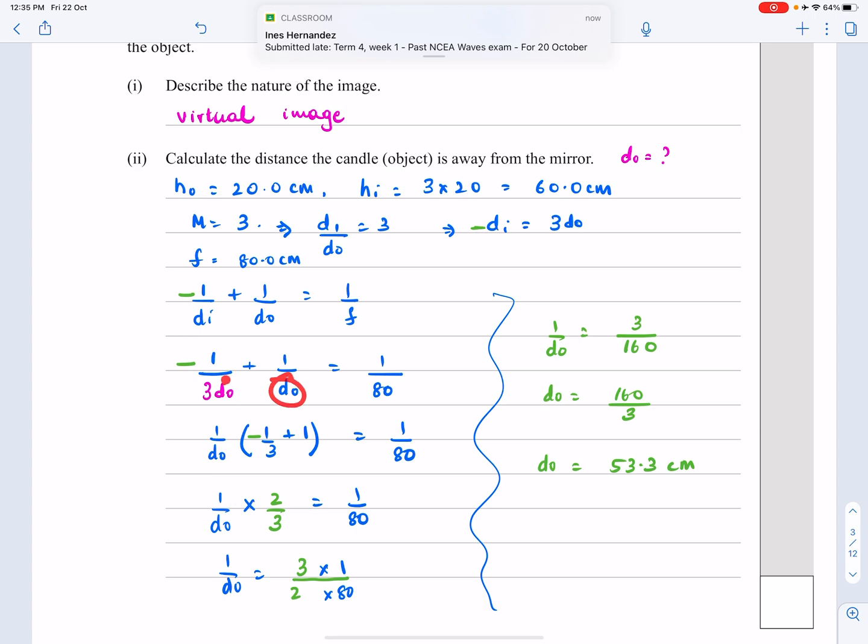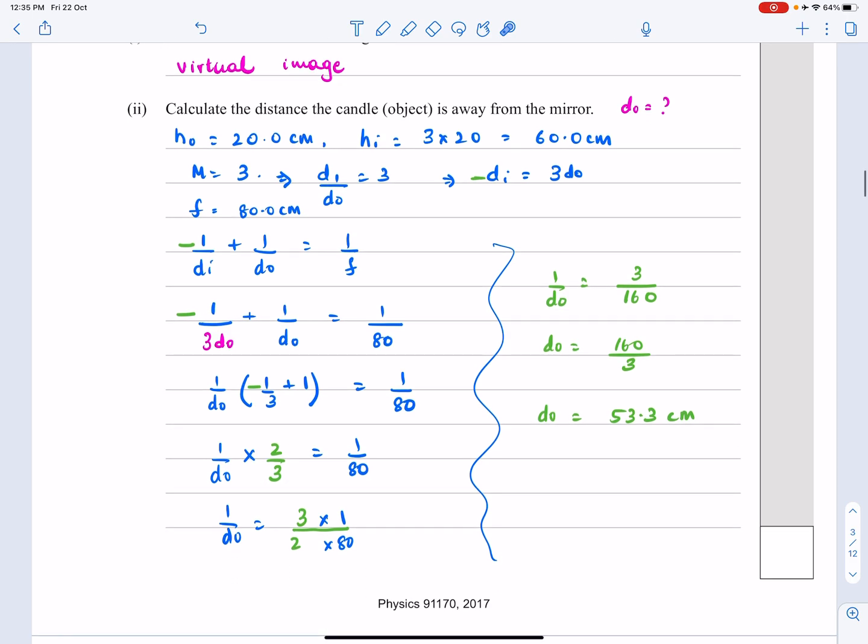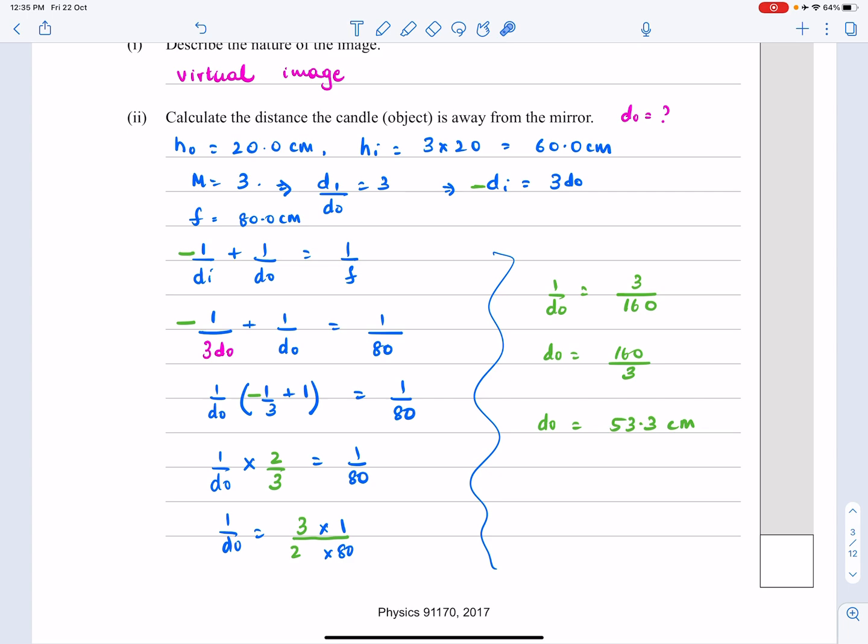Then 1/do is a common factor, so I took that out. So what is left is negative 1/3 plus 1, equal to 1/80. So 1 minus 1/3 is 2/3. And then I just solved this, and you end up with this answer, do is 53.3. So that's how you get that.